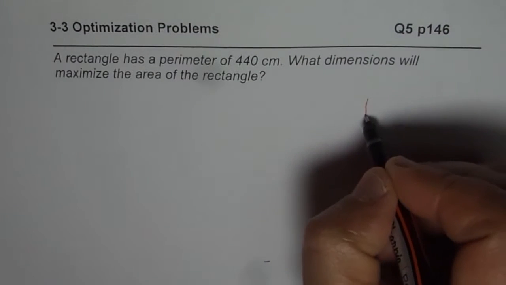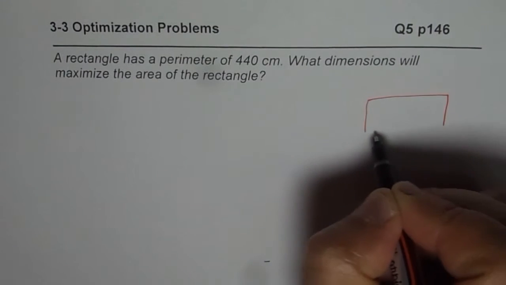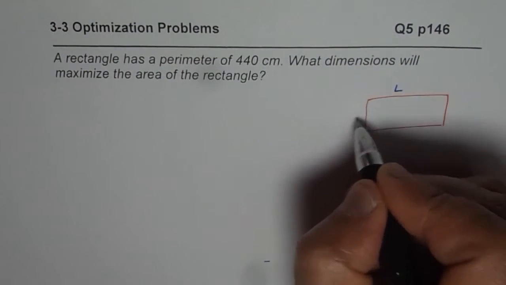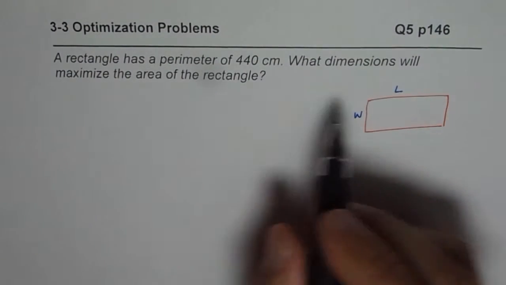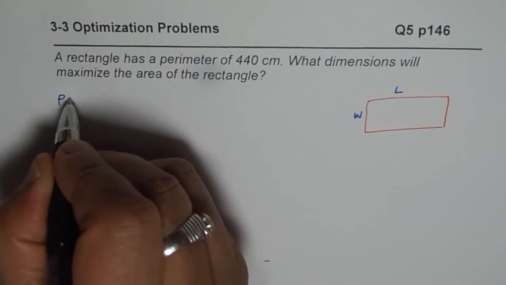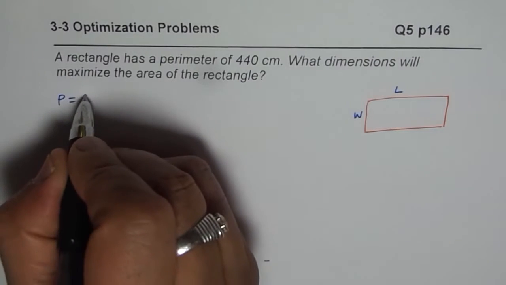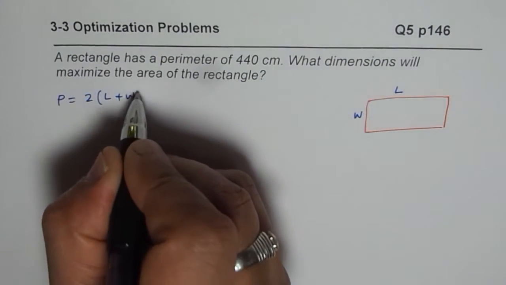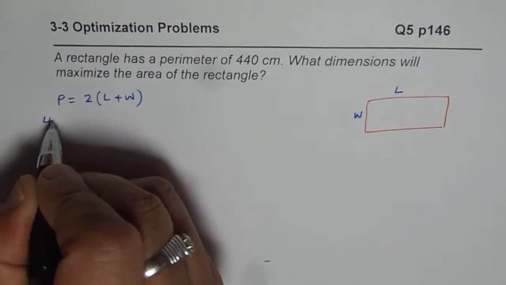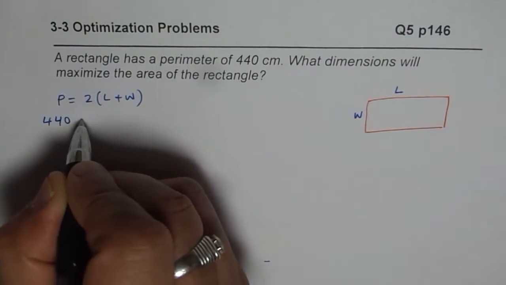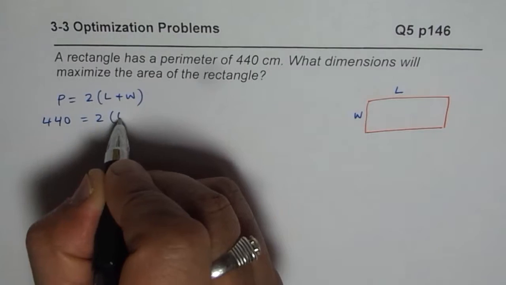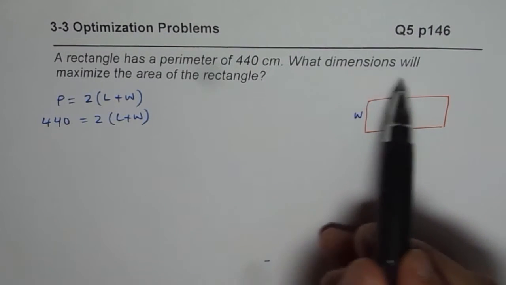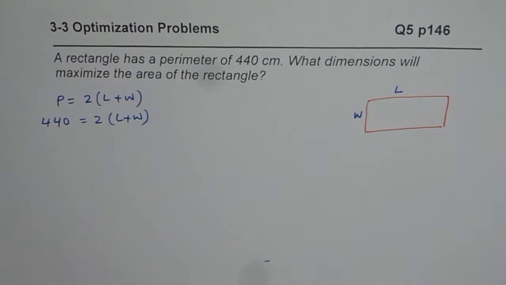So you can start with sketching a rectangle, right? So we say the rectangle has dimensions as length and width. What we are given here is that the perimeter, let's say P, is equal to 2 times length plus width, and the perimeter is given to us as 440 centimeters. So that is 2 times length plus width. Now the question is, what dimensions will maximize the area of the rectangle?